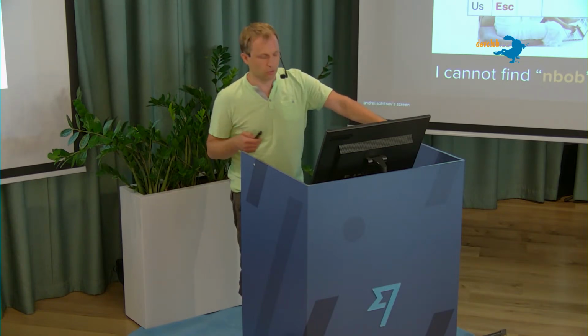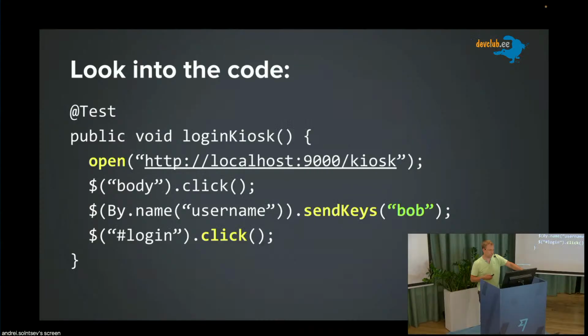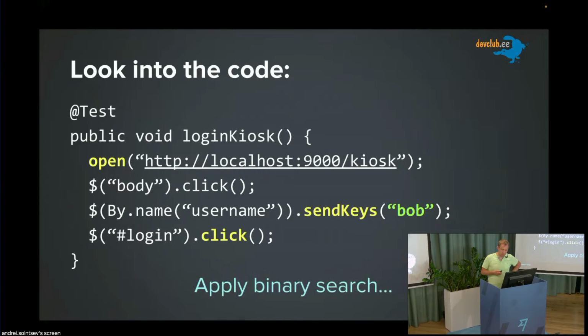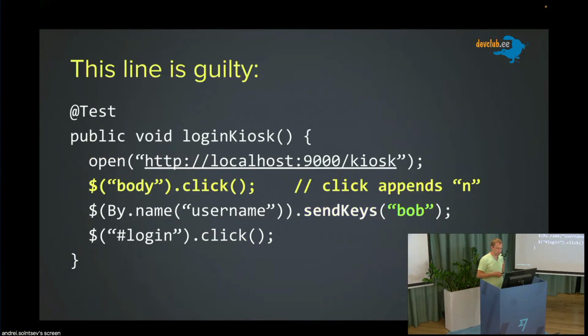When we started looking into the code, tried to debug this code, and experimentally we applied binary search: we tried to comment out half of the lines and run the test again and again. And experimentally, we found out that the letter N appears after this line. So when the test did the body click, then the letter N appeared, and then the next line added Bob here. So why exactly did the letter N appear?